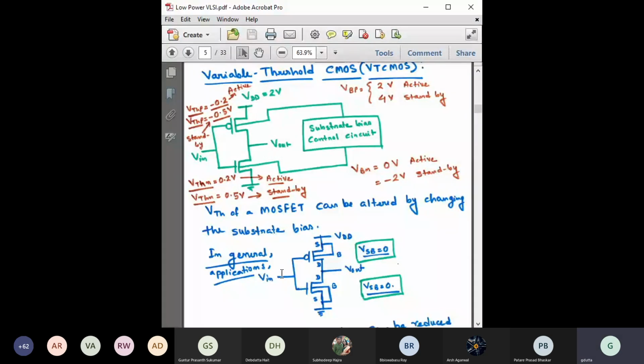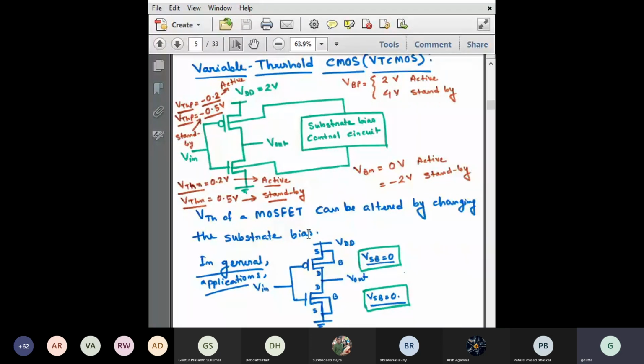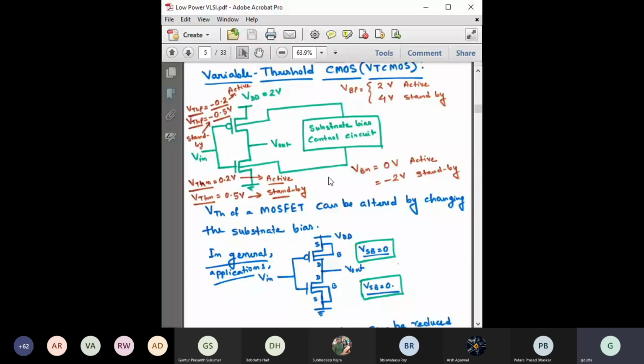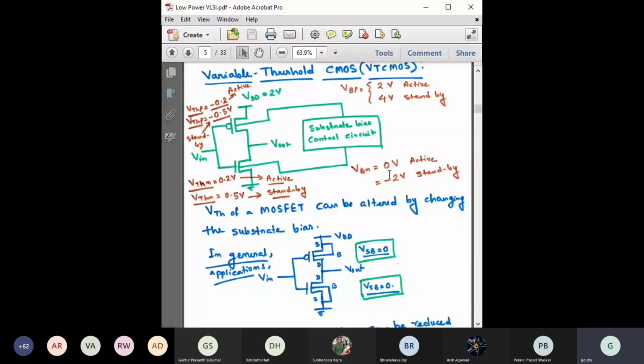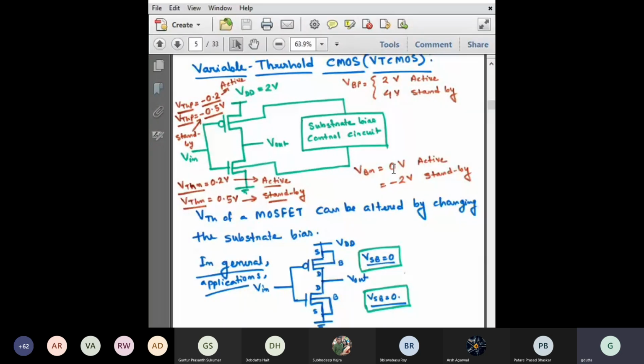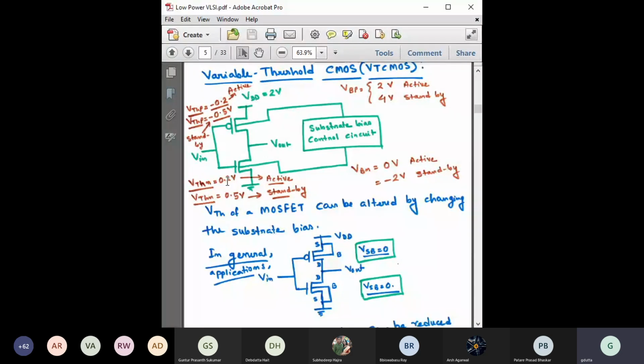So I think I will discuss it in a separate class, the physical effect and why it is changing or increasing. But for the time being, only understand this: if you change the body bias voltage from 2 to 4 volt, then for PMOS the threshold voltage becomes more negative, so 0.2 volt to 0.5 volt. If we do the same for the NMOS, suppose we change this voltage from 0 to minus 2 volt, then the threshold voltage will become 0.2 volt to 0.5 volt.